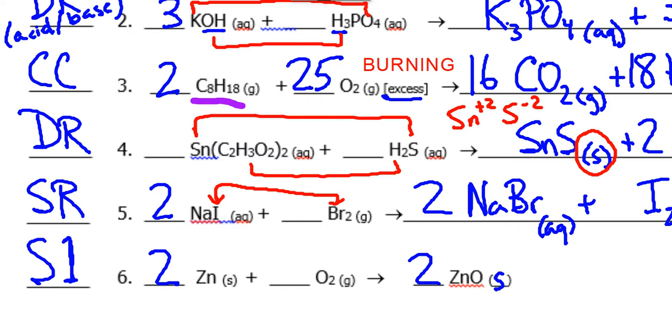Number 4 is another double replacement. I've gone over these a dozen times. You make the new combinations, you balance the reaction, check the states of matter. 5 is a single replacement.